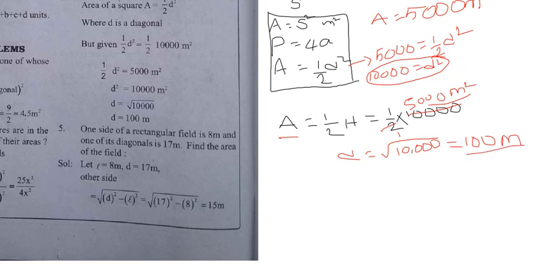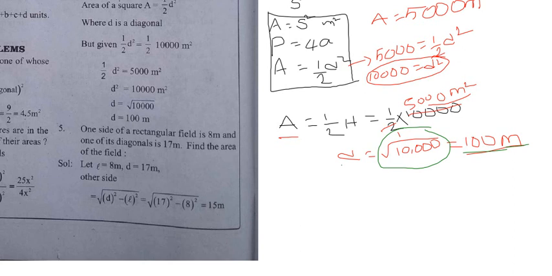You may have a doubt: how is under root of 10,000 equal to 100? For this I will take one more class and explain it to you. Up to that, just remember under root of 10,000 is equal to 100 meters. That's the answer for this question. Shall I move to the next question?